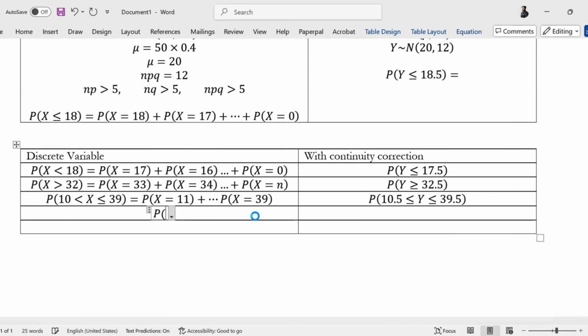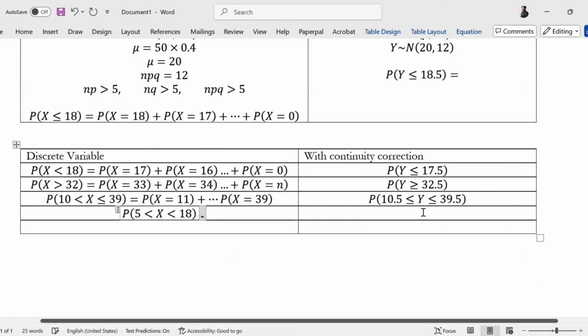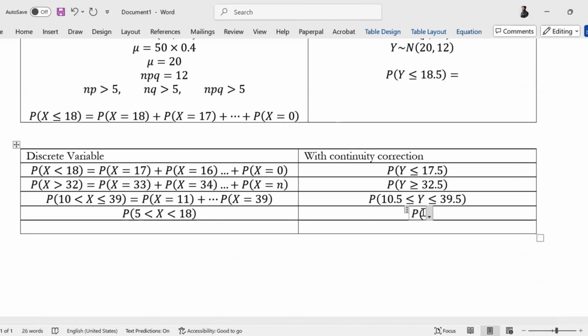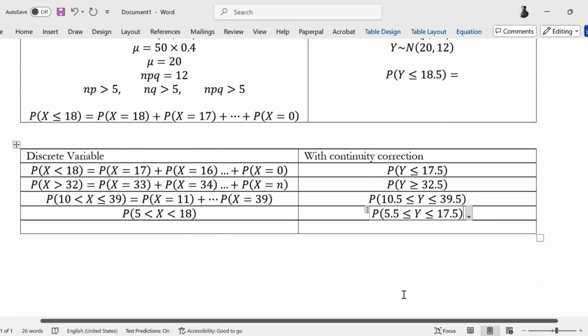Similarly, if X is between 5 and 18, then what? Now I would have started from 6, 7, 8, and gone all the way to 17. So taking 0.5 extra, half extra, 5.5 is where I'll start from. And 17 is where I was ending, so I'll take half an extra over there as well. And 17.5 is where I will end up.